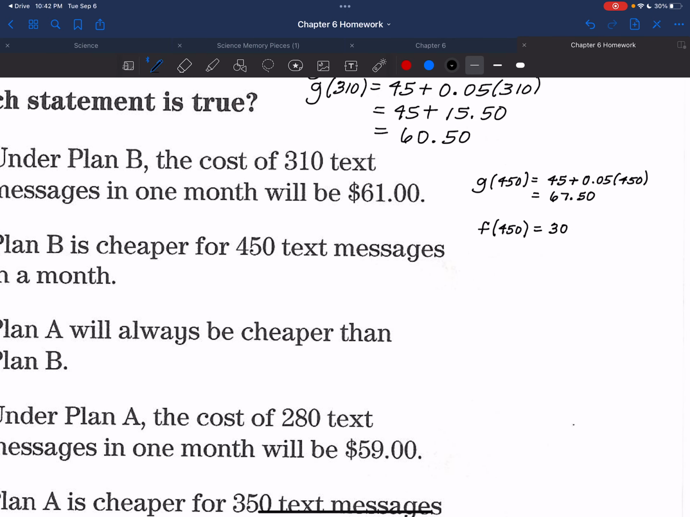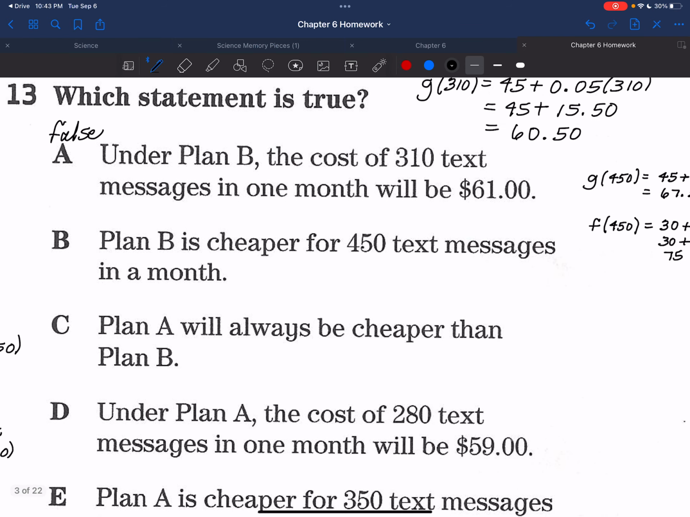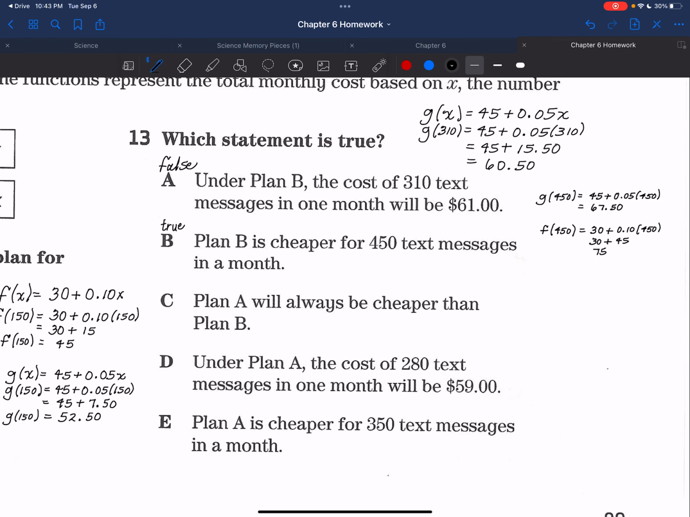Sorry, for 450. And that was going to be 30 plus a dime per text. So $30 plus 10 cents per text message. So this is 30 plus 45. That is $75. So Plan B is cheaper for 450 text messages. I think that's the one. And if I were taking a test, I would stop right there because we know that one's true.